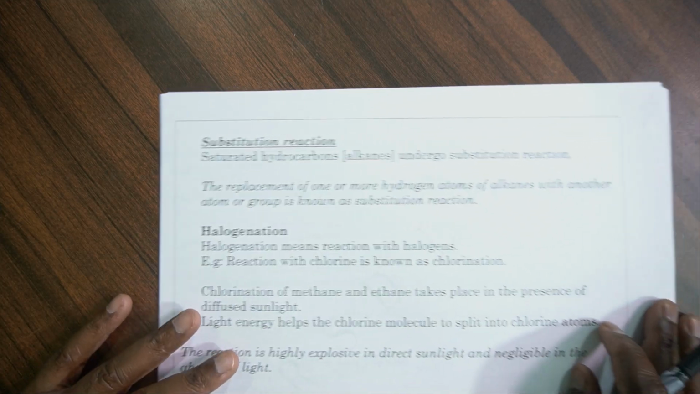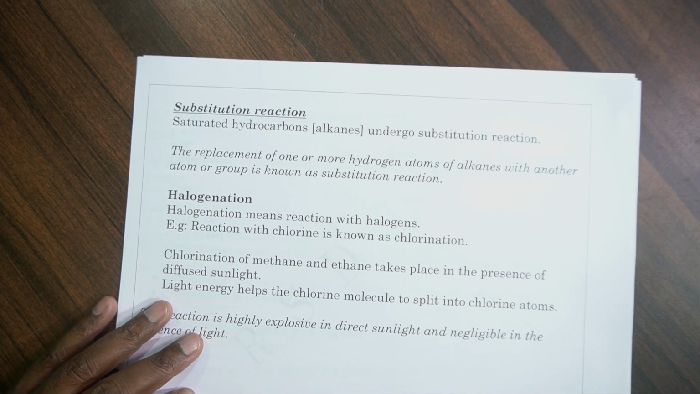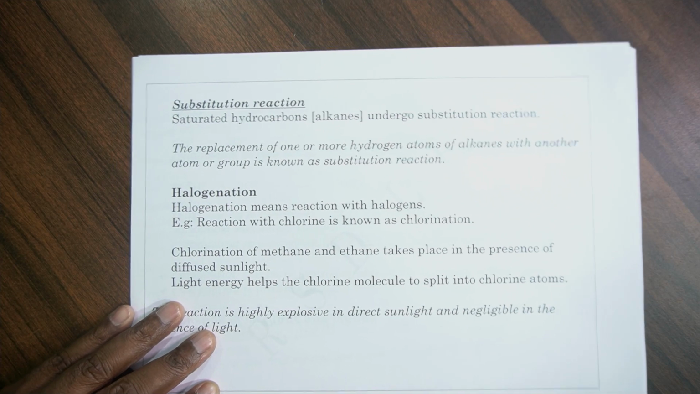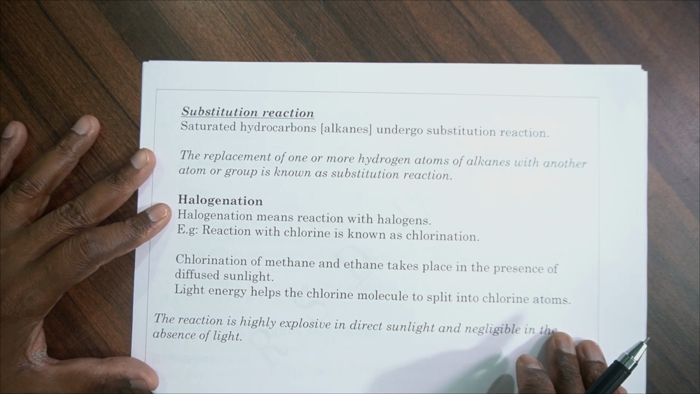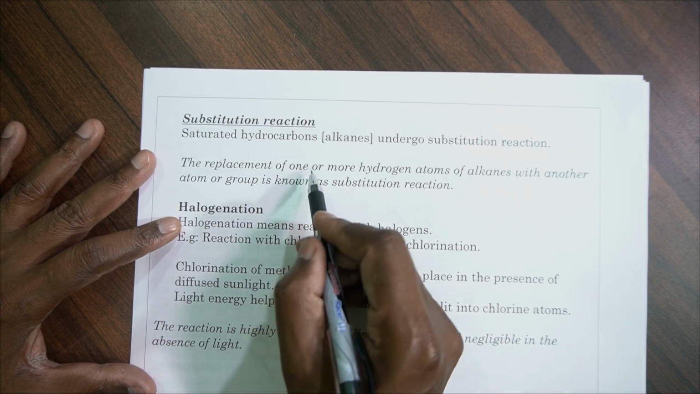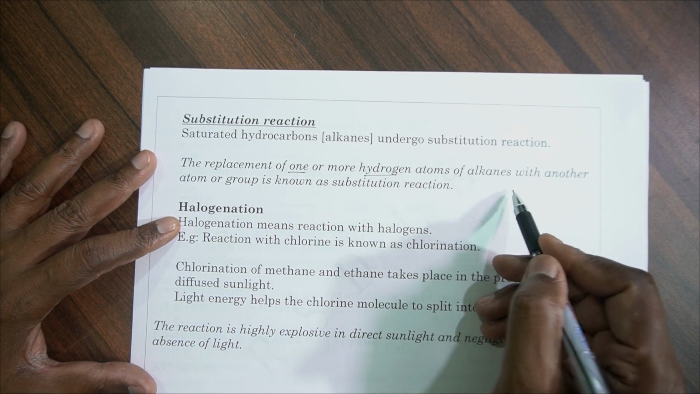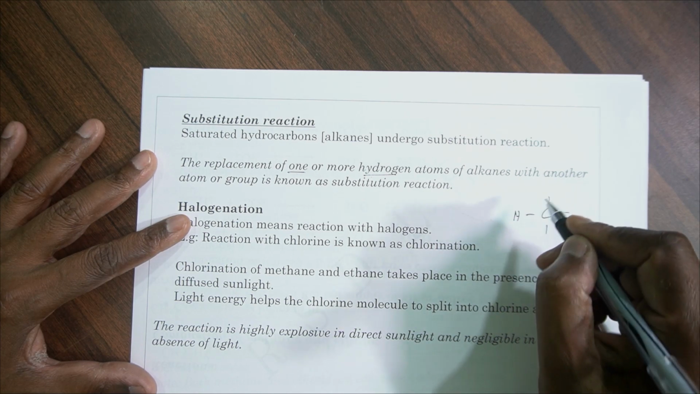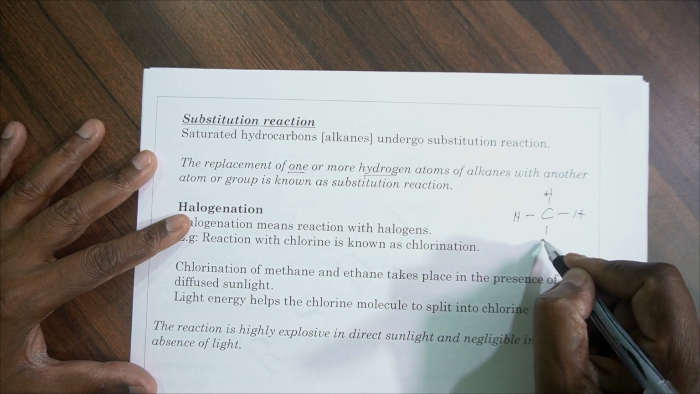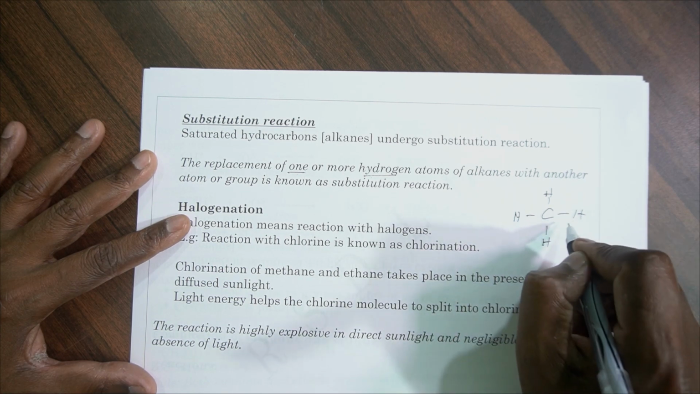Substitution reaction. As I have already mentioned, methane and ethane both are saturated hydrocarbons, so they undergo substitution reaction. What is a substitution reaction? Replacement of one or more hydrogen atoms of the alkane. Example, methane: there are 4 hydrogen atoms. So you remove one hydrogen and put something else in its place.